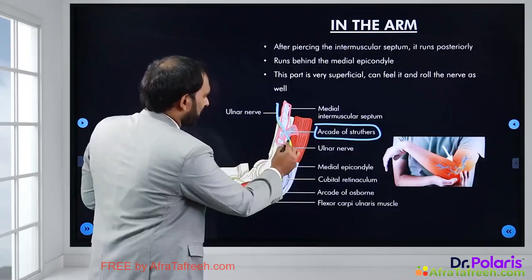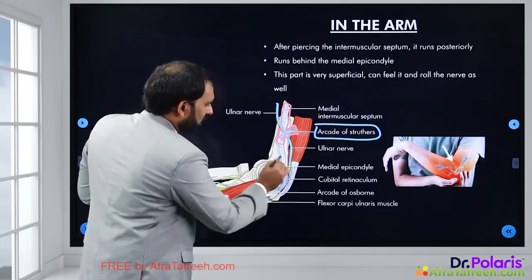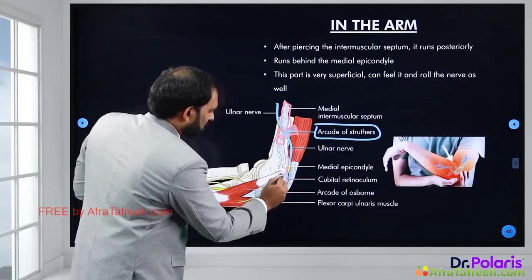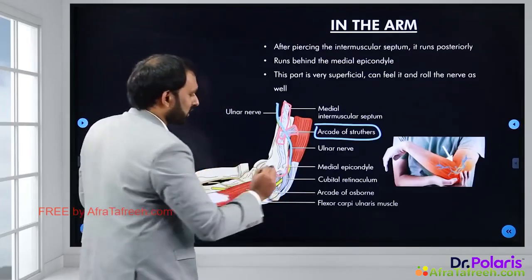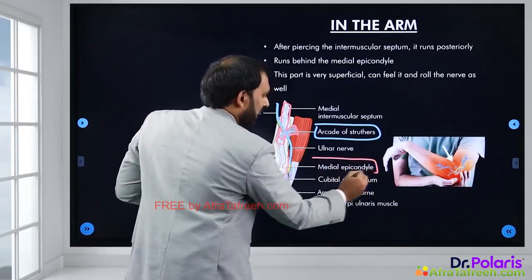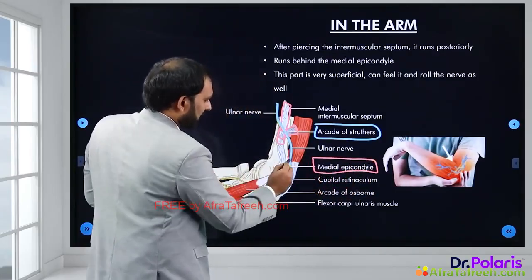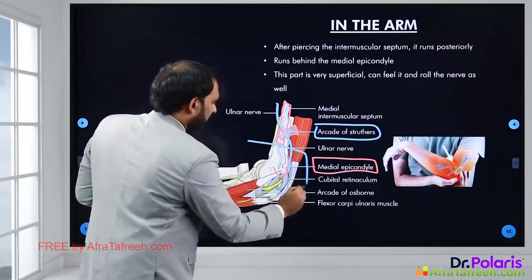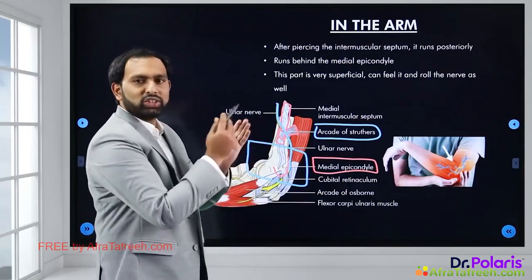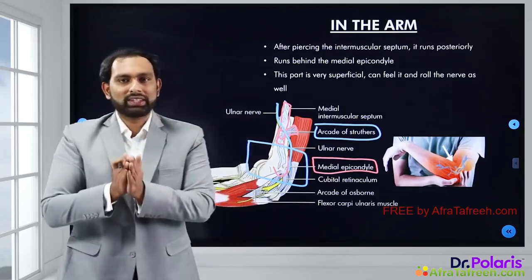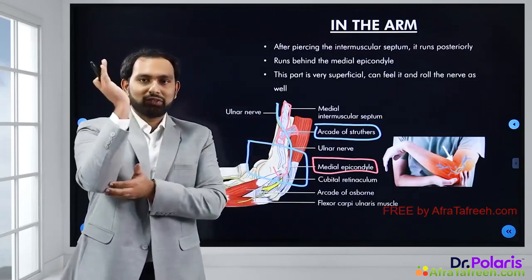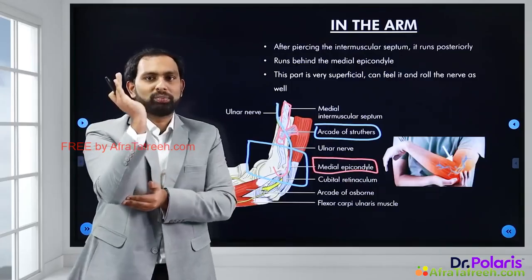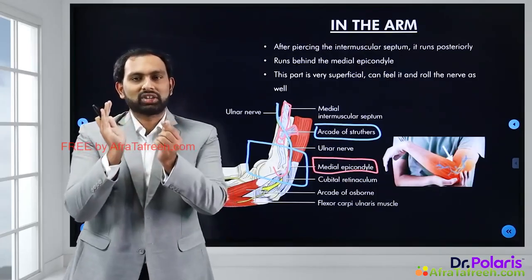So you can see in this diagram here, it is now going downwards to the elbow joint, and here it is lying posterior to this structure. So you can see a big bony prominence. This bony prominence is the medial epicondyle, and this nerve is lying right posterior to the medial epicondyle, and in this area the ulnar nerve is very superficial. So if you want to palpate the ulnar nerve at the elbow joint, you simply have to roll your fingers posterior to the medial epicondyle.